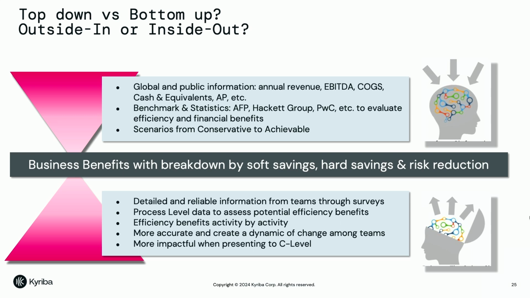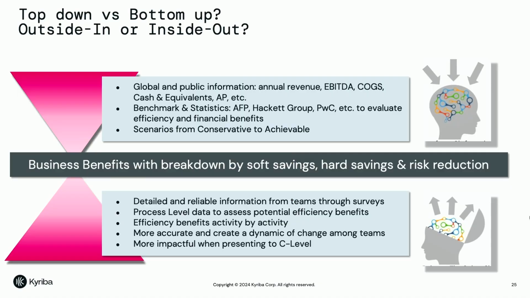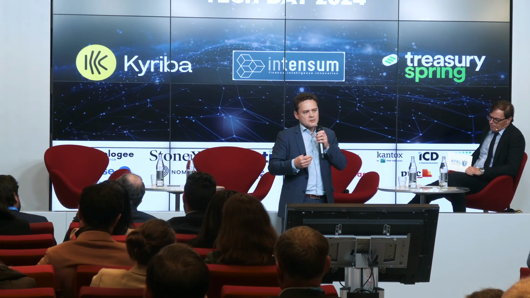We have two approaches in this situation. We can have top-down approach or bottom-up approach. And we call it also sometimes, even if it's not completely the same, inside out and outside in. Basically, the top-down approach will be to start from very global financial KPIs, and it could be the annual revenue, the COGS, the EBITDA, the gross margin, etc., the DPO, and we will use benchmarks.